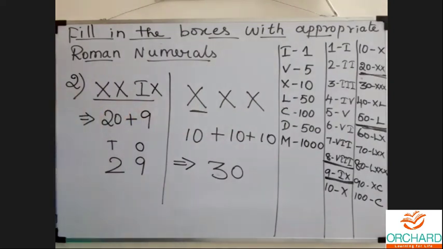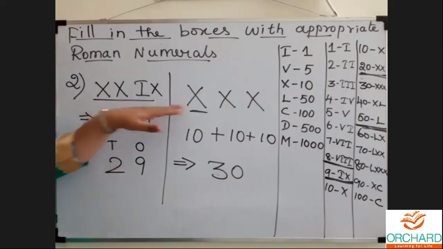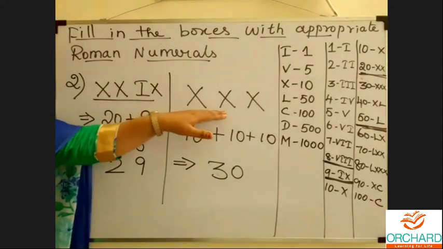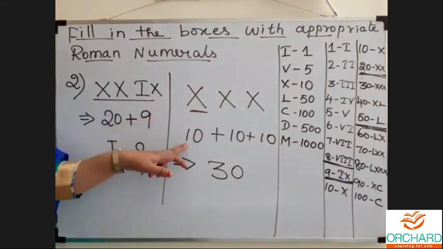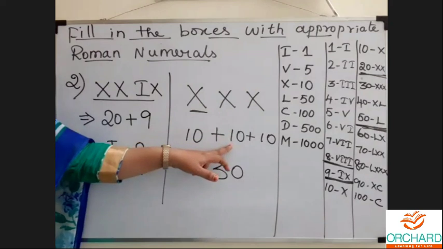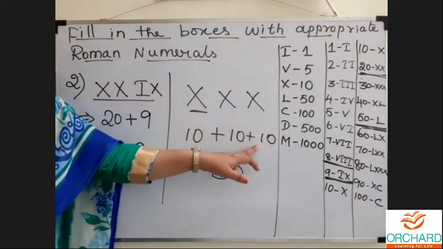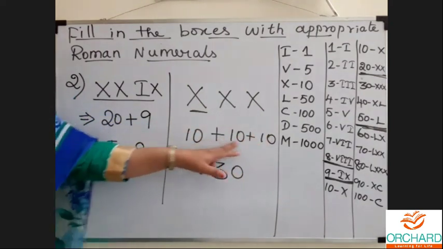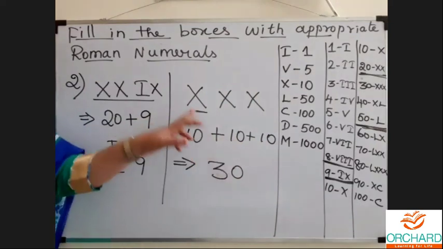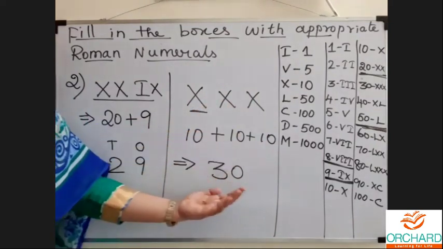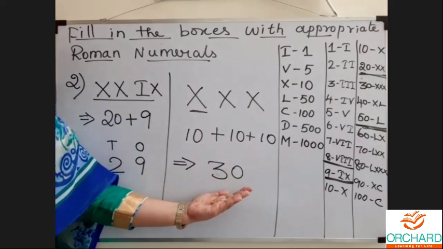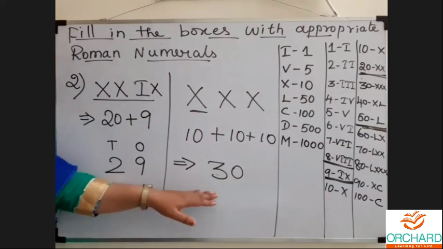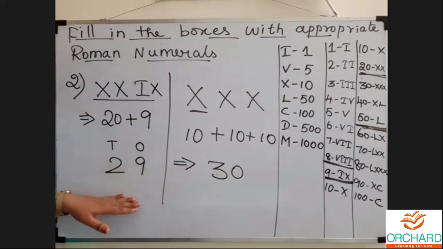Is it clear, children? Once again, I repeat. Here we are finding the predecessor of the Roman numeral XXX. X stands for 10 and again X stands for 10 and again X stands for 10. When we add all these values we get 30. So XXX can be expressed as 30. Here we are going to find the predecessor of the value 30. So the predecessor of 30 is 29.